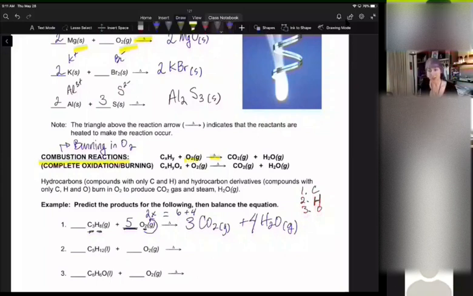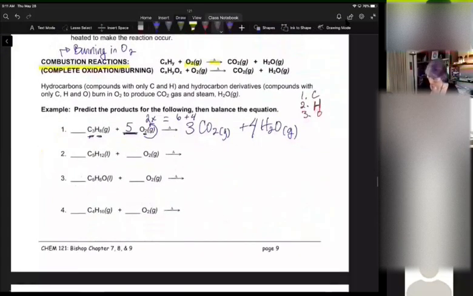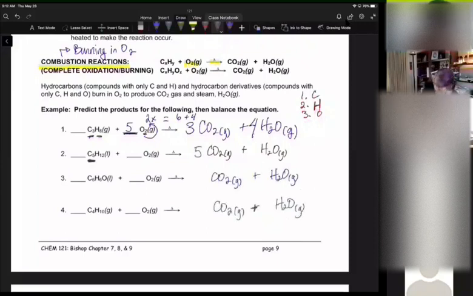Okay, so let's do the next one. Same products. CO2 and water. Okay, so looking at the carbons, you can get 5 carbons on each side. Then the hydrogens, 12 equals 2, and then that must be a 6. 6 times 2. So we get 12 hydrogens on each side.